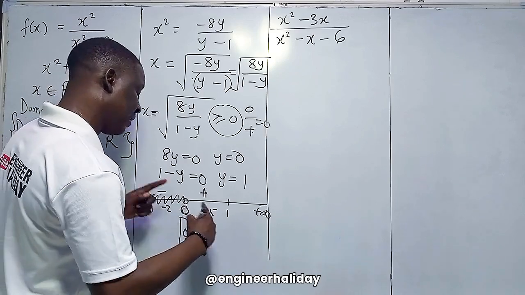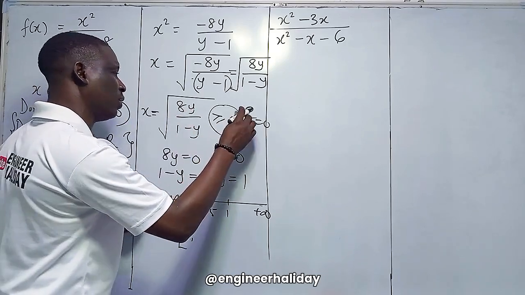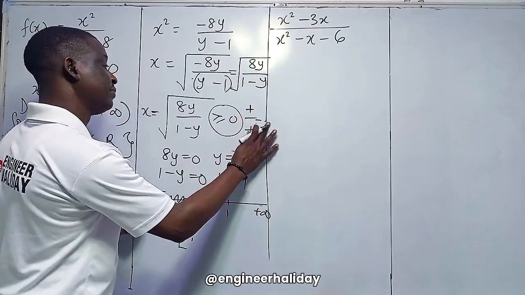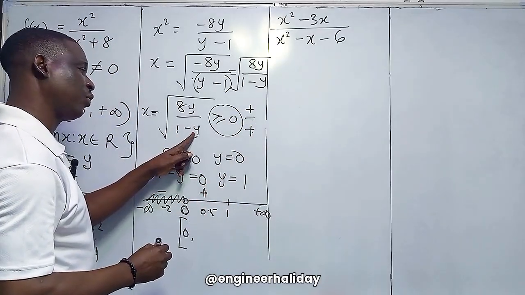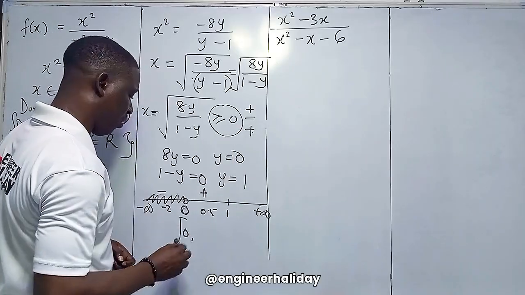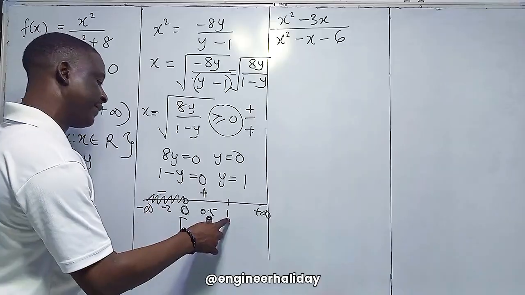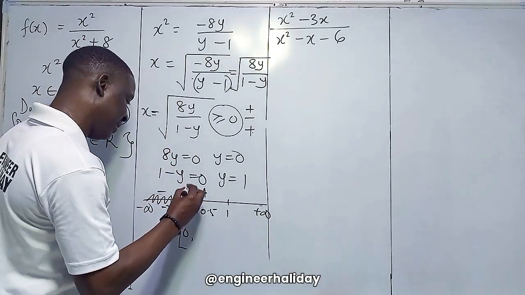Now, between here and here, let me take 0.5. 0.5 times 8 is what? 4, which is positive. Then 1 minus 0.5 is what? 0.5, which is positive. So here can work. But if I pick 1, let's do something. If I pick 1, this one is valid.